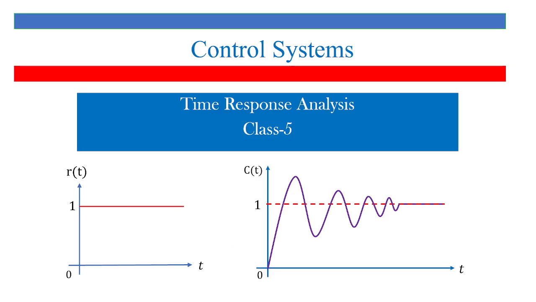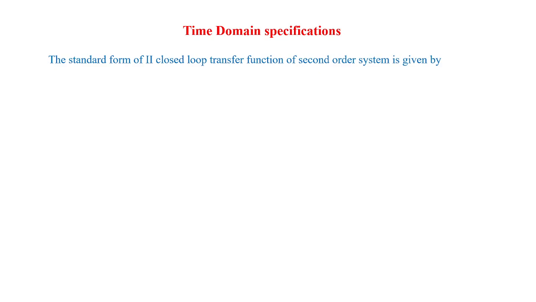Welcome to a new session of control systems. In today's class 5, we are going to see the time response analysis. So, how to obtain the maximum overshoot, peak time, rise time, and settling time for a second order system when it is applied to a step input. That is what we are going to derive. So, it's a derivation of time domain specifications.